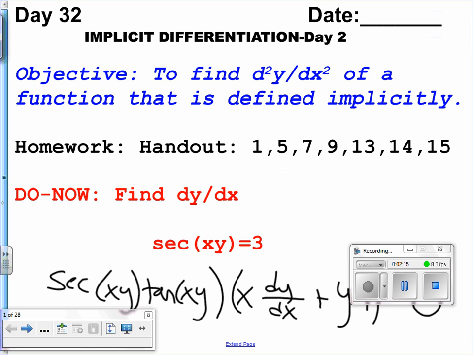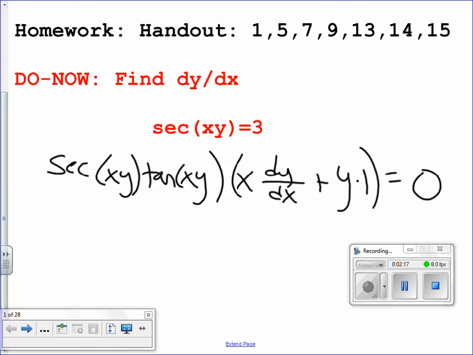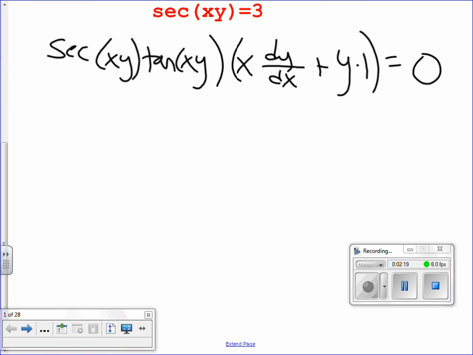Oh, that's what you did, Cameron? Nice. So we divide each side by all this and we get 0. We'd have x dy dx plus y. 0 over secant xy tan xy is going to be 0 still. So this one kind of worked out nicely.